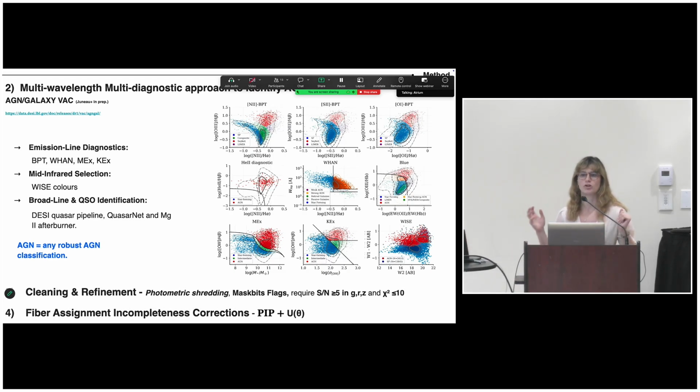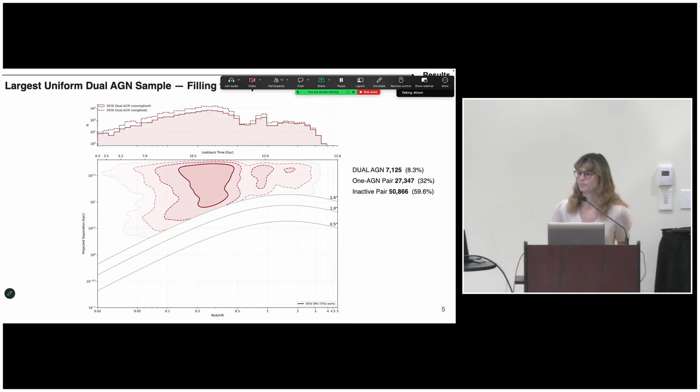Because of this multi-diagnostic approach, we have quite a large census, right? After that, we do a lot of cleaning and refinement, including photometric shredding and also quality of the spectra itself. And more importantly, we also do fiber assignment and completeness correction, including pairwise inverse probability combined with angular upweighting. This is especially important when comparing to theory. I'm not going to go into details here, but you can read that in the paper also.